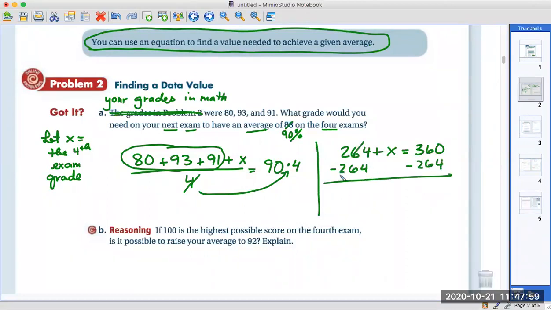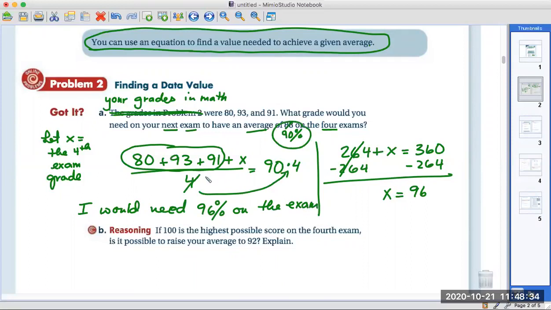So I'm subtracting 264, bring down the x, bring down the equal sign. 360 minus 264 is 96. I would need... remember, X is the 4th exam grade. X is 96, 96% on the exam to achieve 90% overall.